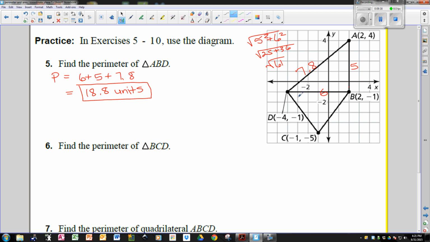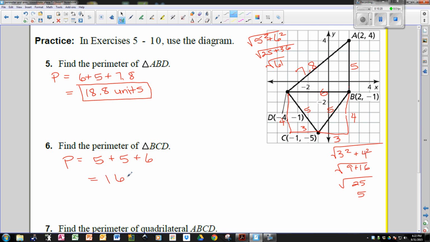Now let's find the perimeter of triangle BCD. So that's this one down here. Well, I know this piece is 6. These two are slanted, so I'm going to have to do my little trick. So if I do my little right triangle, 1, 2, 3, 1, 2, 3, 4, then 3 squared plus 4 squared, 9 plus 16, is 25, and the square root of 25 is 5. So this is 5. And then I'm going to do the same thing with this one. 1, 2, 3, 1, 2, 3, 4. Well, it's the same. This one's also 5. So the perimeter of this one is 5 plus 5 plus 6, giving me 16 units.